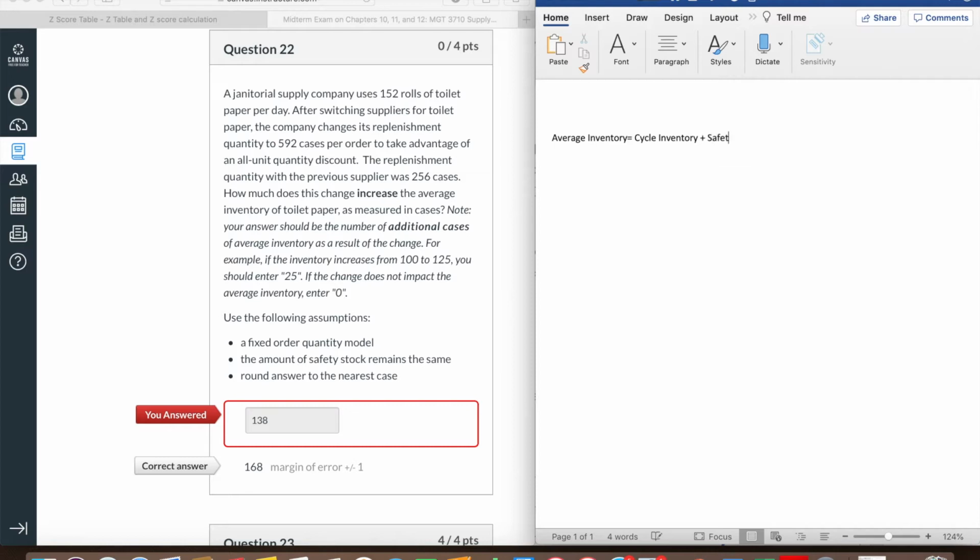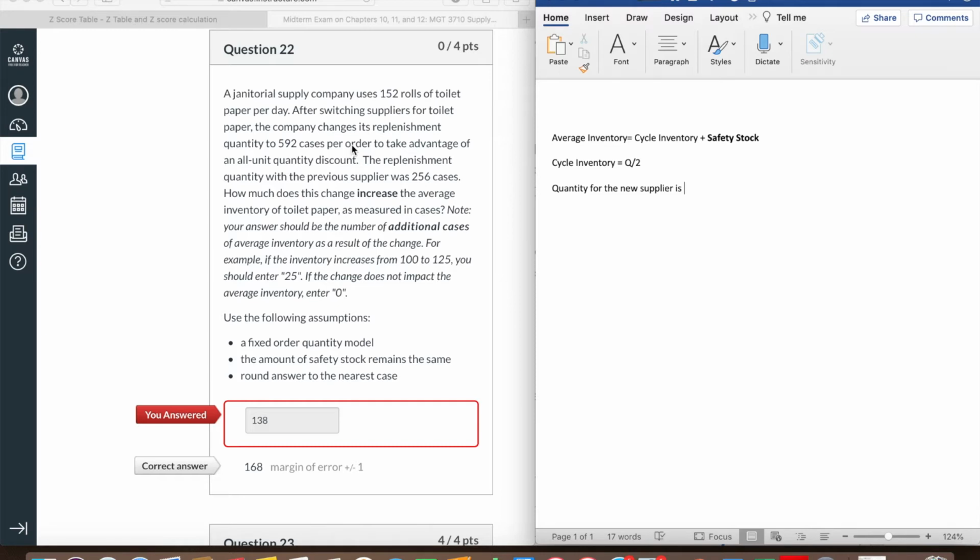inventory plus safety stock. Now, fortunately for us, the amount of safety stock remains the same. So basically, we can ignore this part of the problem already because it will remain the same. It will not have an impact on the difference in average inventory. So we're only looking for cycle inventory in that case. In that case, cycle inventory is Q divided by 2. Now, what is our quantity? Our quantity for the new supplier is 592 cases per order.